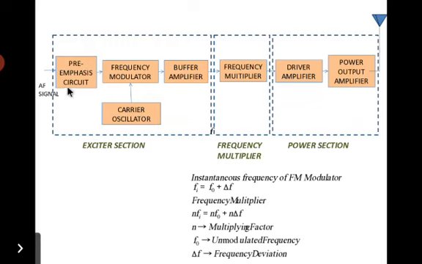An exciter section contains a carrier oscillator, a frequency modulator, audio signal source, a pre-emphasis circuit and a buffer amplifier. A frequency multiplier section features several frequency multipliers. A power section or the power output section includes a low-level power amplifier, final power amplifier and an impedance matching network to properly load the power section with the antenna impedance.